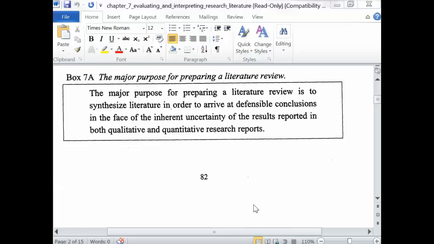Hi all, I thought I'd share a few thoughts on the literature review process that you're working on and the drafts that you'll be sharing this week and providing feedback on over the next week.